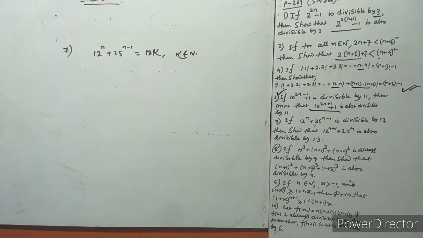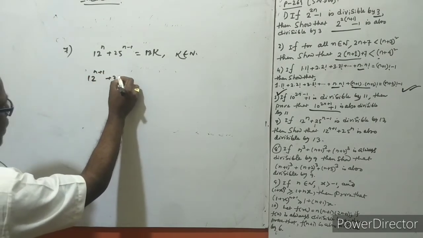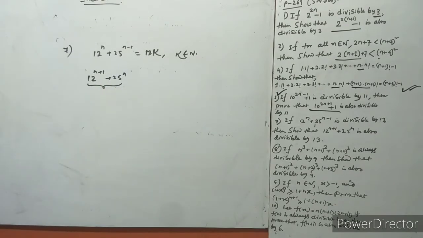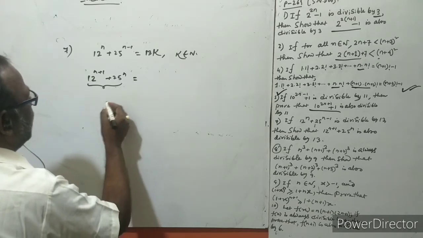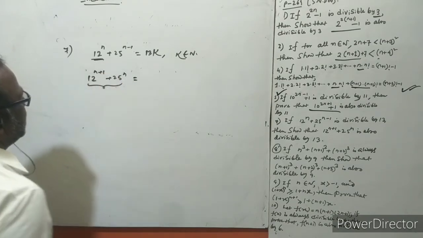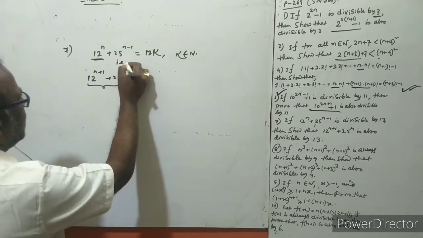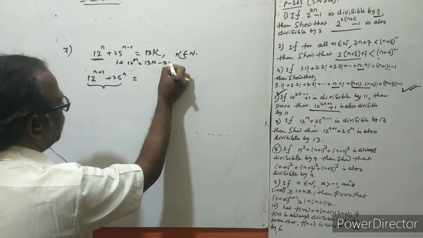Okay, now you have to show that the term 12 to the power n plus 1 plus 25 to the power n is divisible by 13. So from that, we take 12 to the power n equal to 13k minus 25 to the power n minus 1.